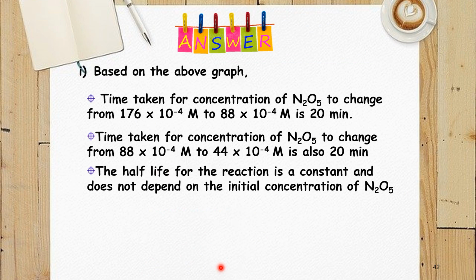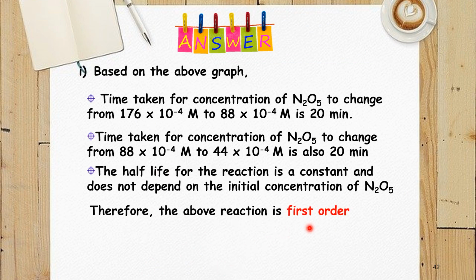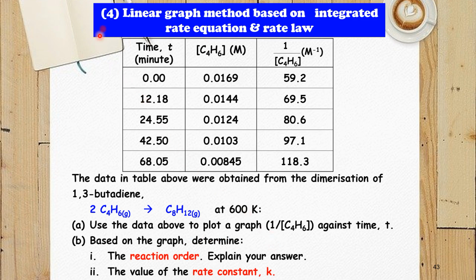Right, so for the rate constant, you can use the formula of t half for the first order. Okay, so we know that t half is equal to ln 2 over k, right? So we want to find the k. The first half-life is 20 minutes. And then ln 2 over 20. So we'll get k is equal to 0.03 per minute. Okay. Alright, next, method number 4, linear graph method based on the integrated rate equation and rate law.